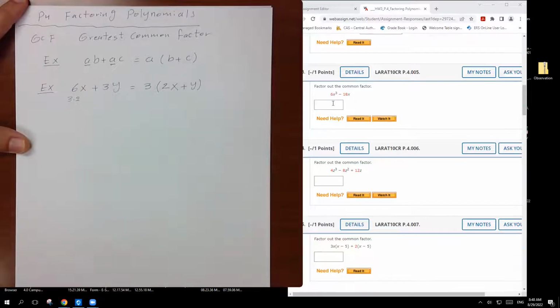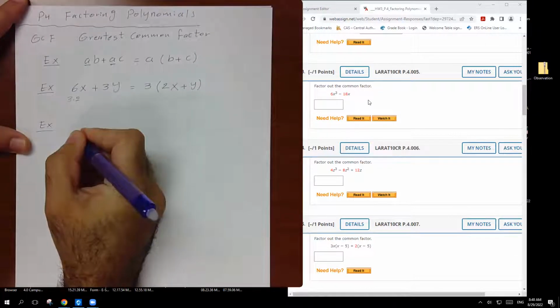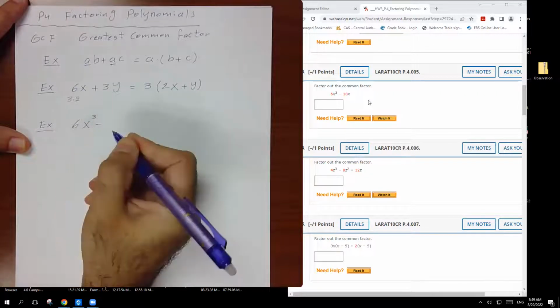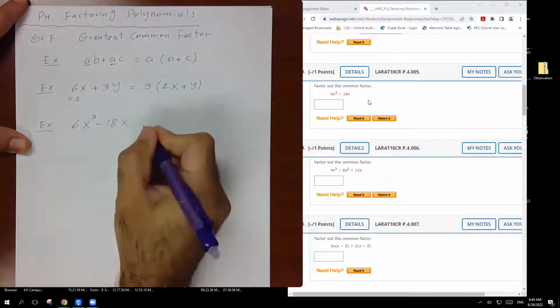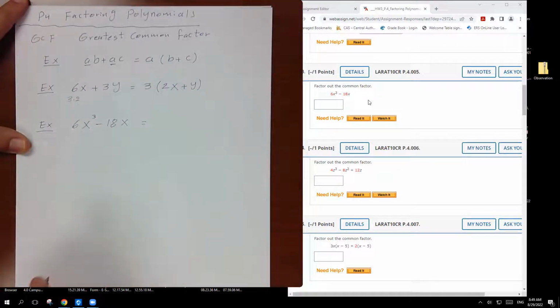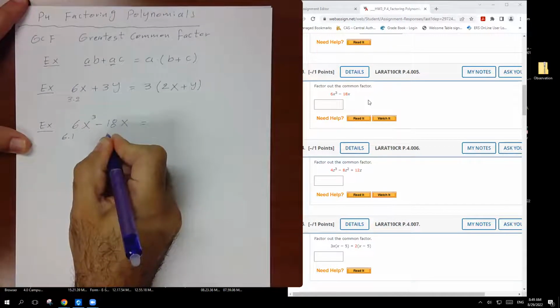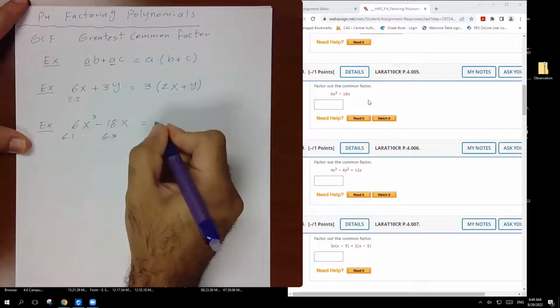Let's check this example. Find or factor out the common factor. 6x cubed minus 18x. Here's another example. So the common between 6 and 18: 6, I'm going to say 6 times 1, and 18, I can say 6 times 3. So the common between the numbers is number 6.